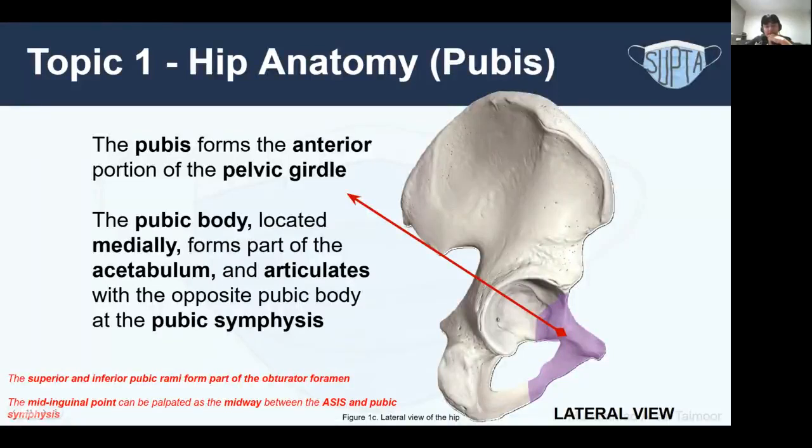So the superior and inferior pubic rami here will form part of this foramen, the obturator foramen. And then relevant to the anatomy of the blood vessels, you've got the mid-inguinal point. Everyone usually mixes this up because there are two different points that you need to know. But the mid-inguinal point, midway along the inguinal ligament, is between the ASIS and the pubic symphysis.